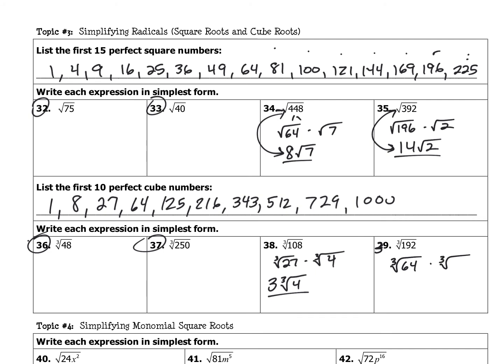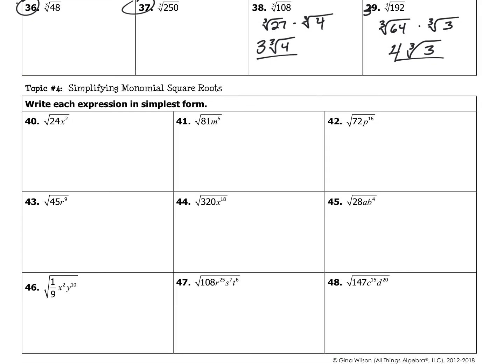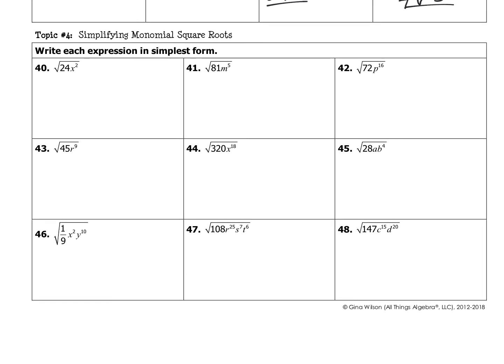Times the cubed root of 3, because 64 times 3 equals 192. And the cubed root of 64 is 4 times the cubed root of 3. And that's your answer. All right, so simplifying monomial square roots is a little bit different.